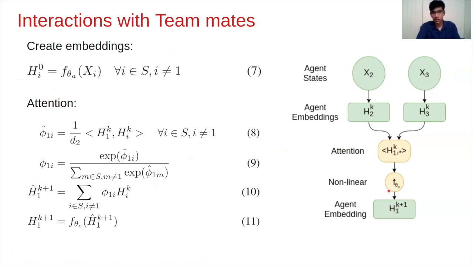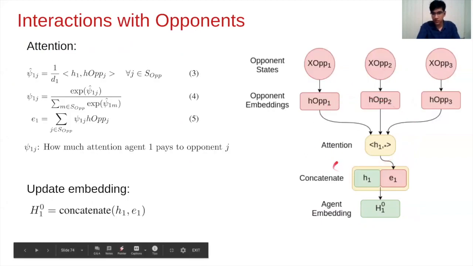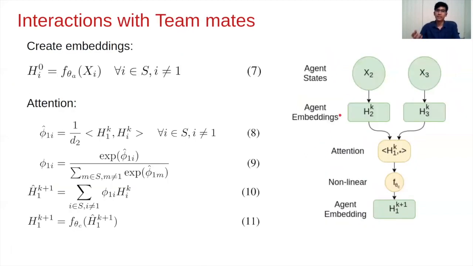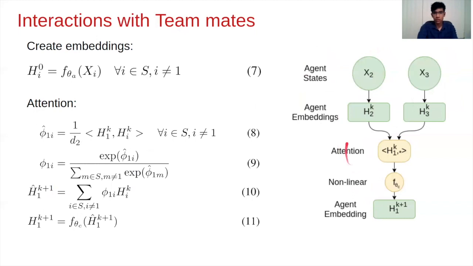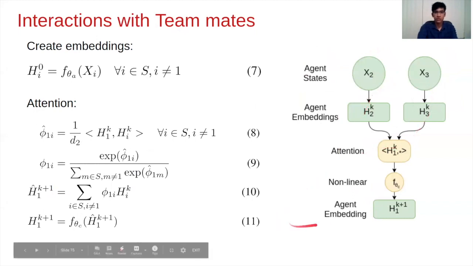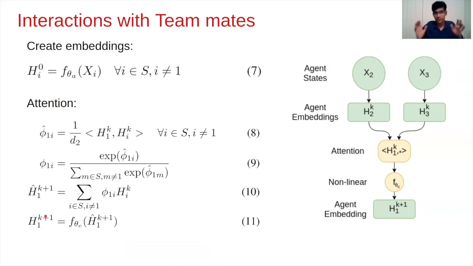So this computation is just like the previous computation, just this time it's looking at its own teammates. So this is the first attention layer that we have, in which we look at the opponents. After we look at the opponents, we look at our own teammates, and finally we have this H, capital H, which will contain the information about all agents in the environment, including itself, its teammates, and its opponents.